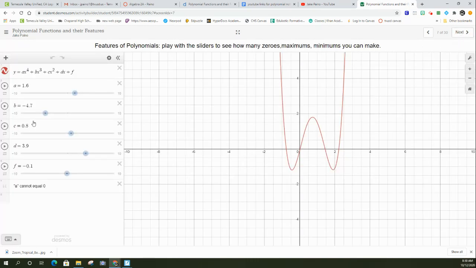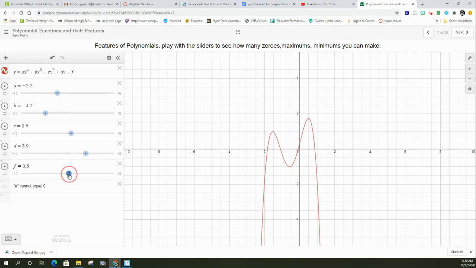Now I'm talking about a 4th degree polynomial, which is an even polynomial. We're looking at our end behaviors. They're both going up. If I make a negative, now they're both going down. So a is controlling the direction. I have 1, 2, 3, 4 x-intercepts right now, and 3 turns. Again, I could manipulate this. So now I have 1, 2, 3 x-intercepts. Is it possible to just get 2 x-intercepts?